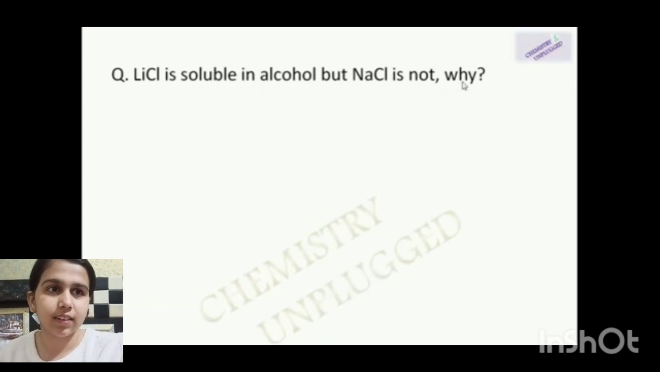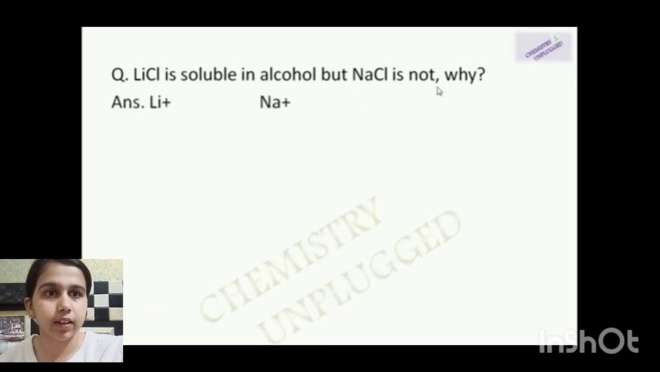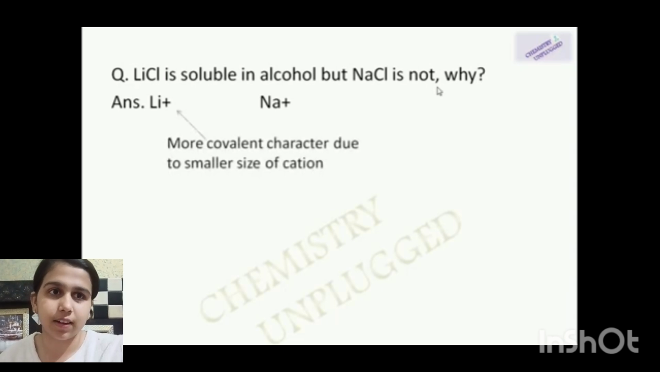Next question is, LiCl is soluble in alcohol but NaCl is not. Why? The anion is common in both of them, so the cations are Li+ and Na+. Li+ has a smaller size as compared to Na+. When the cation is small, the covalent character will be high in the ionic bond. It means LiCl will have more covalent character as compared to NaCl. More covalent character means it will be soluble in non-polar solvents easily. So LiCl will be more soluble in alcohol, but NaCl, which has less covalent character, will not be soluble in alcohol.